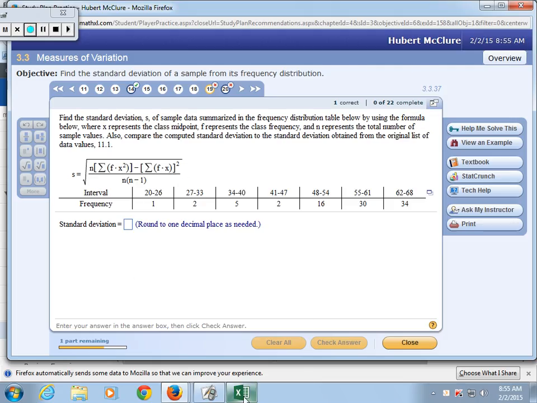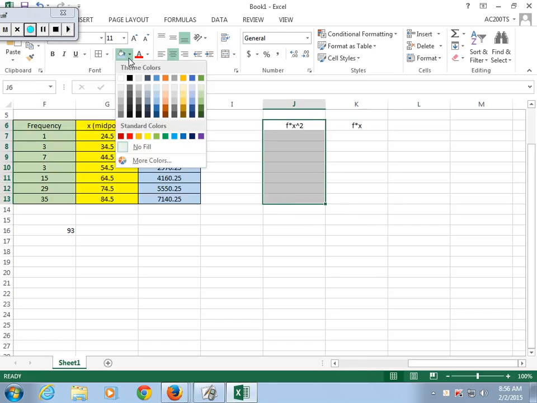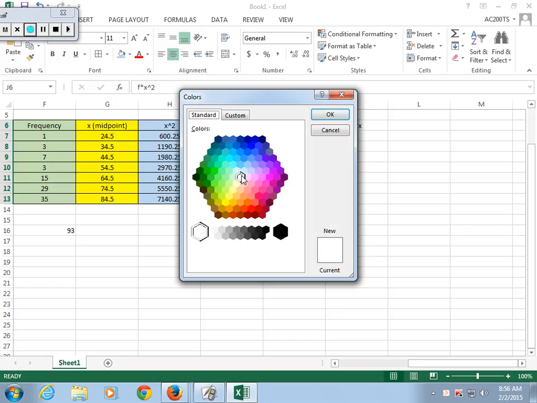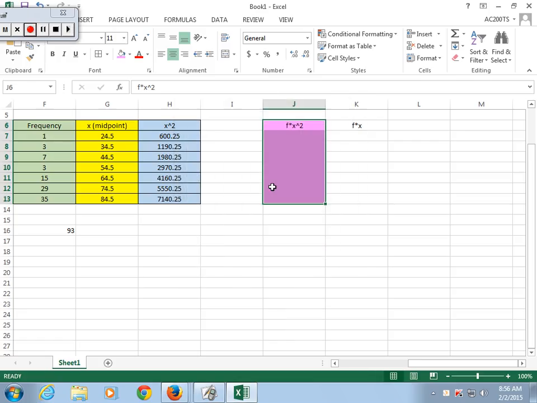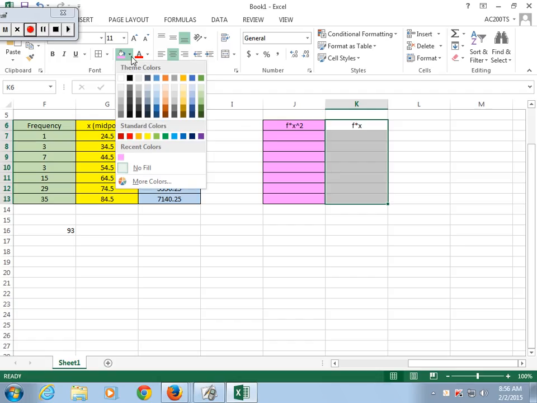So let's go back to it. F times x squared. Let me put these in. I can't stand not to be centered. I'm sorry, that's one of my little pet peeves. And we'll color this one purple. I don't like that purple. That's too dark. Let's go more colors. There we go. Something magenta. And we feel good about that one. And let's go ahead and color this one something that won't clash with magenta. Maybe gray.